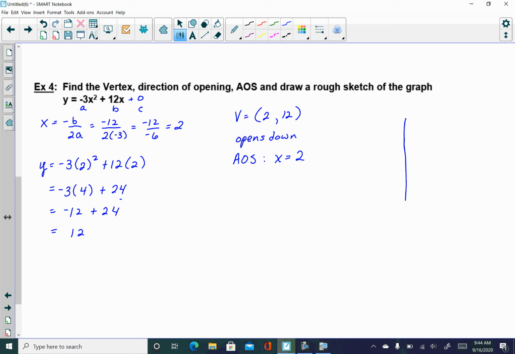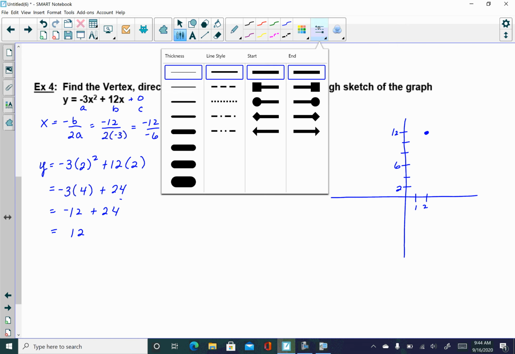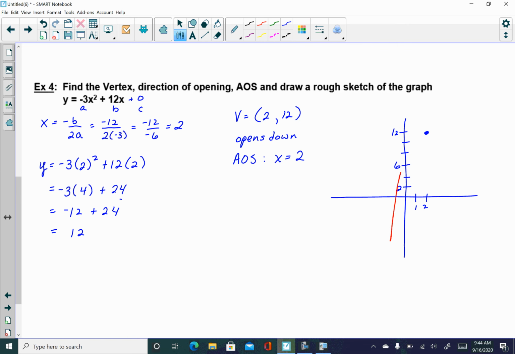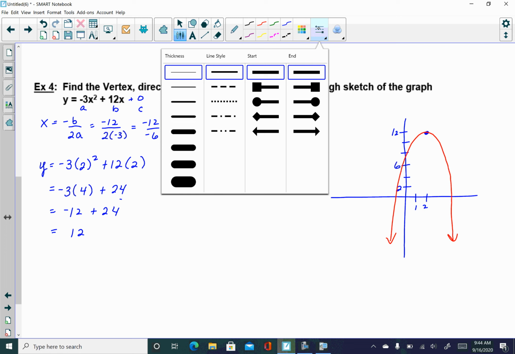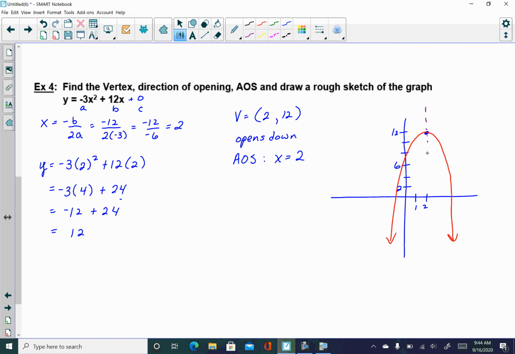If I do a rough sketch over here, I plot the point 2, 12. I'm just counting by 2s: 2, 4, 6, 8, 10, 12. And here's just 1, 2. So 2, 12, that's my vertex. It opens down, so this time when I graph, I'm opening down. So it looks like this. That's not too bad. And lastly, I want to put in that axis of symmetry.